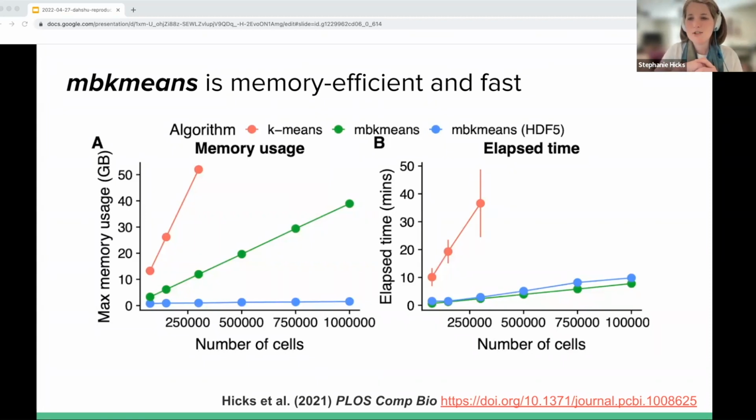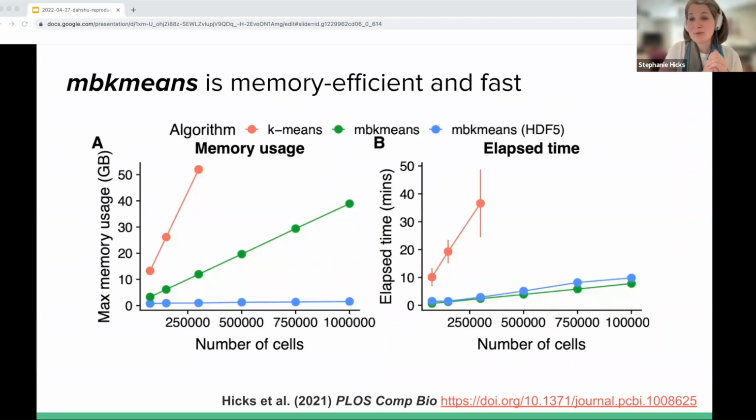So k-means is shown in red. Mini batch k-means in memory, meaning that we read all the data into memory and then we perform the mini batch k-means clustering algorithm. And then in blue is mini batch k-means with a data set that has data stored entirely on disk in an HDF5 file. So what you see is k-means is very memory inefficient and can get slow very quickly if you're working with data sets of more than a couple 100,000.